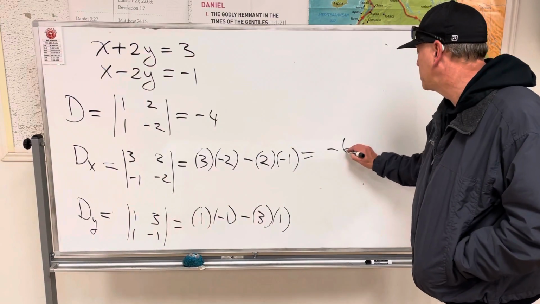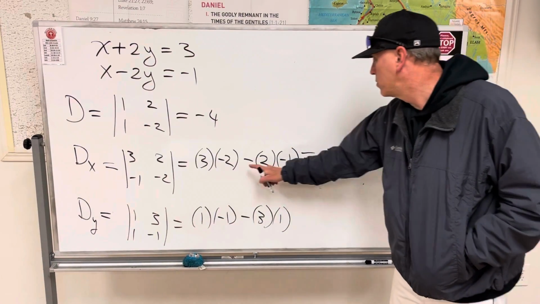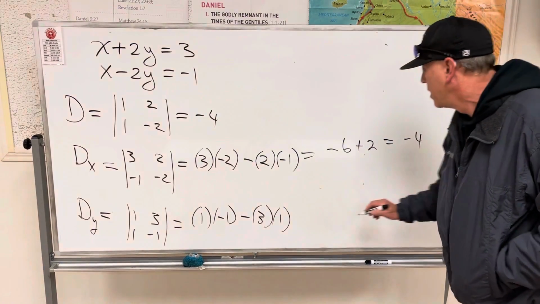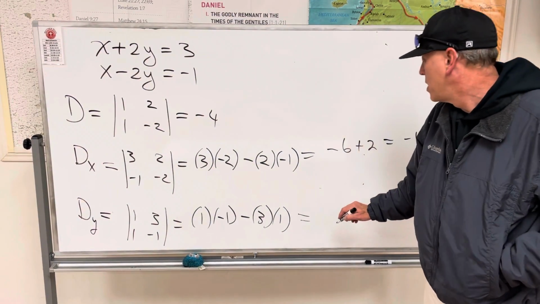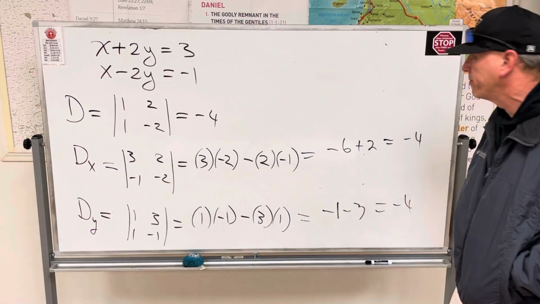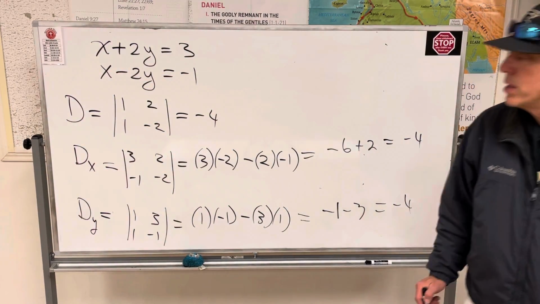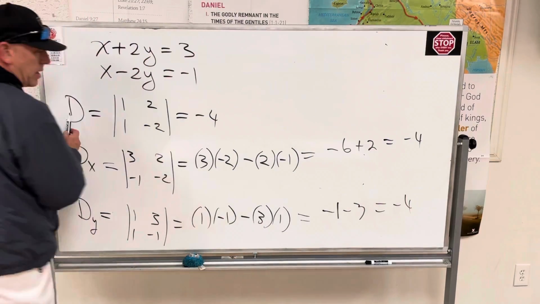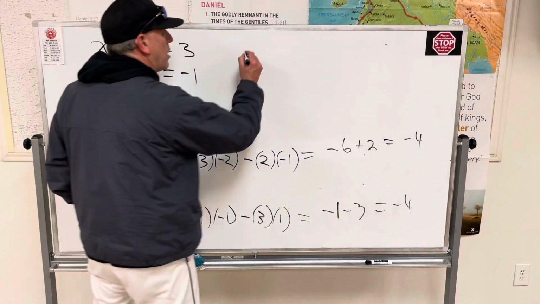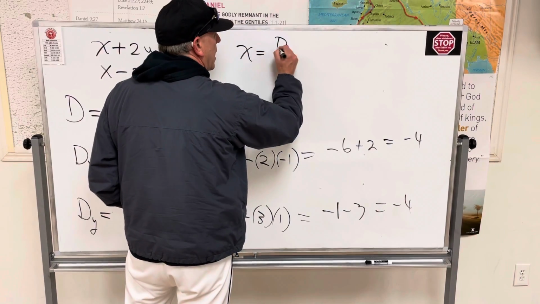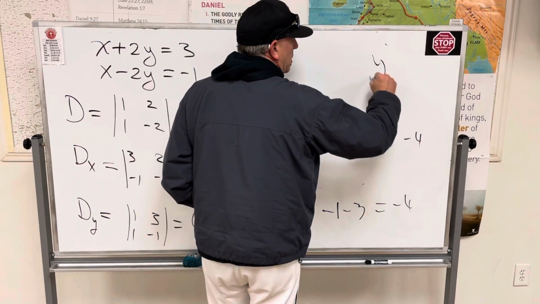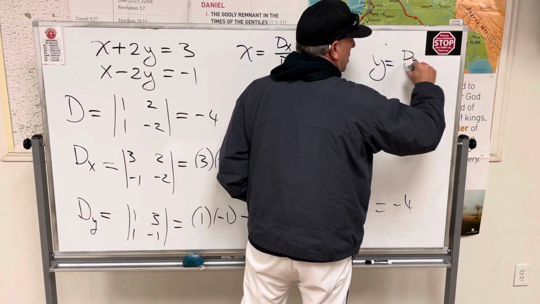This is minus 6 plus 2, because minus 2 times minus 1, 2, that equals minus 4. And this is minus 1 minus 3, which is equal to minus 4. So now we have these three determinants: we have the d, the dx, and the dy. The way we find x and y is as follows: x equals dx divided by d, and y is equal to dy divided by d.